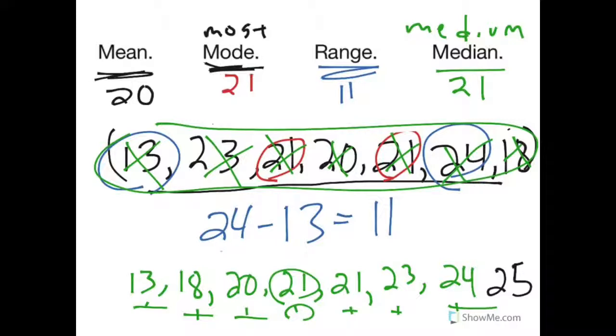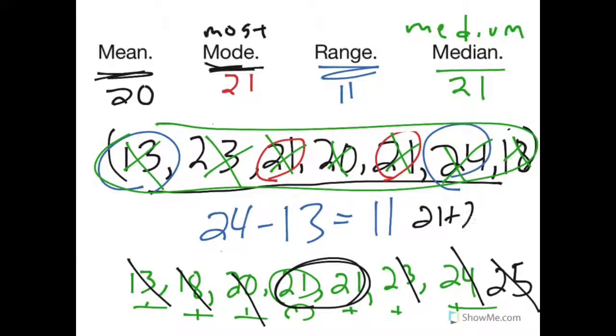Okay, let's pretend, just for a moment, that there was another player who jumped, let's say, 25 inches. Okay, that would mean we have an even number. So as we meet in the middle, cross one off on each side, there's 2 numbers that are in the middle. What you would have to do then is add the 2 numbers up. So in this case, 21 plus 21 gives you 42, and then divide it by 2 because there's 2 numbers. So in this case, it actually would still be 21.